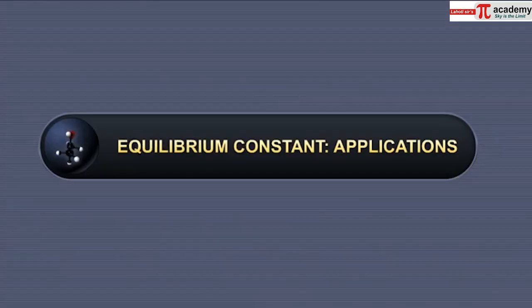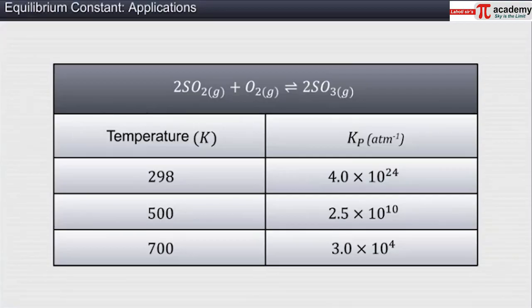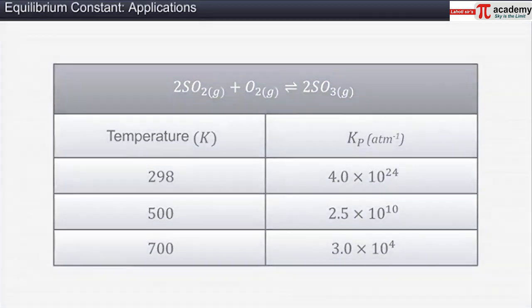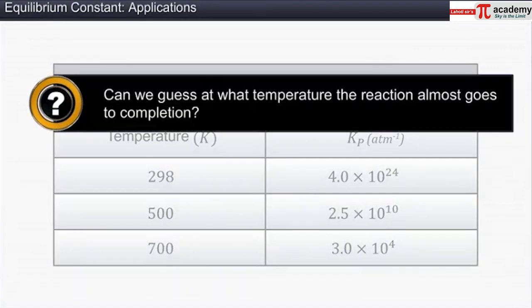In this module, you will learn about the applications of equilibrium constant. Given in the table are the equilibrium constants at various temperatures for the gaseous reaction of sulfur dioxide and oxygen to form sulfur trioxide. Can we guess at what temperature the reaction almost goes to completion?